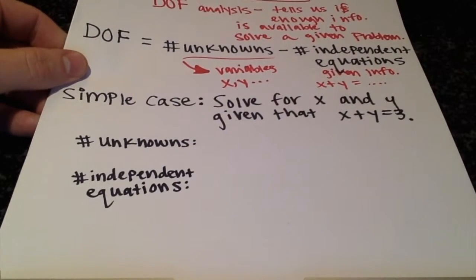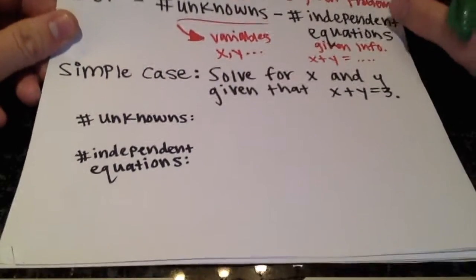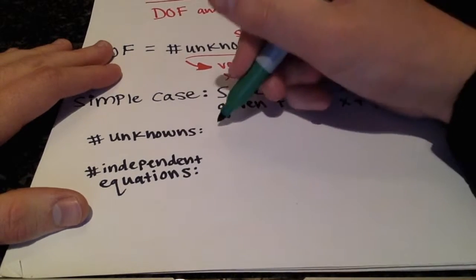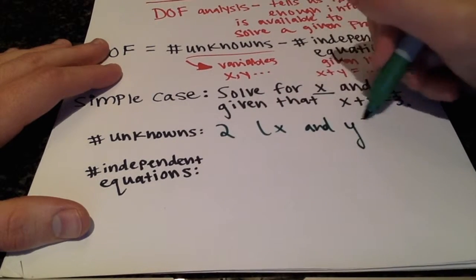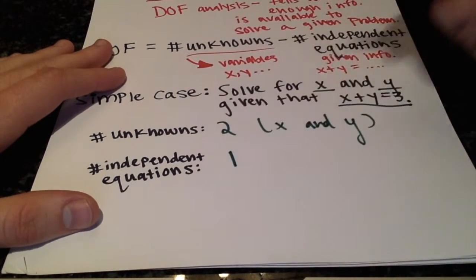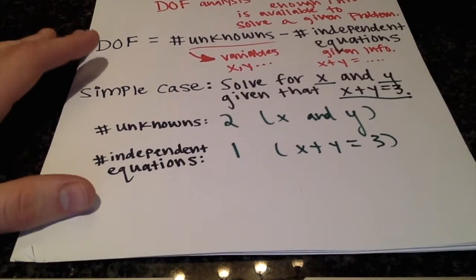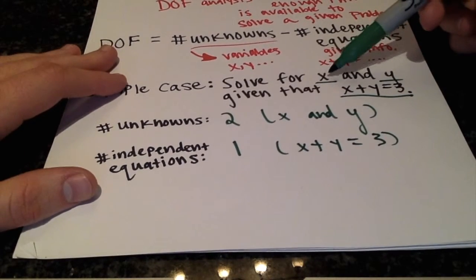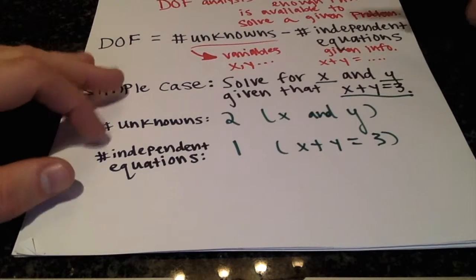So if we're told to solve for x and y given that x plus y equals 3, and we look at this problem in terms of degrees of freedom, we have two unknowns, x and y, and the number of independent equations, that's just this right here, so we have 1, and it's x plus y equals 3. So right off the bat you can see that we're not going to be able to solve for the exact values of x and y, because with the information provided we just simply don't have enough information.